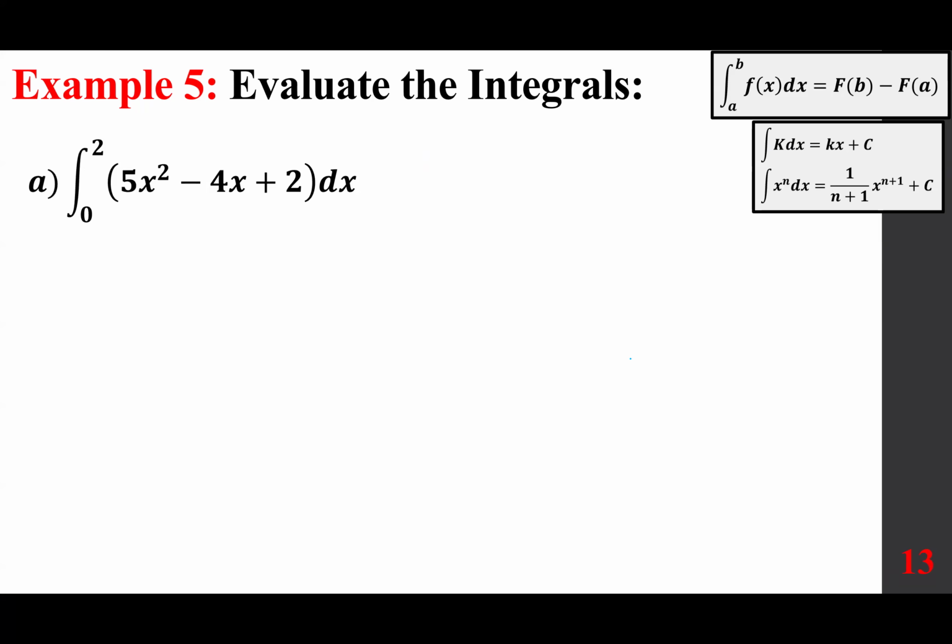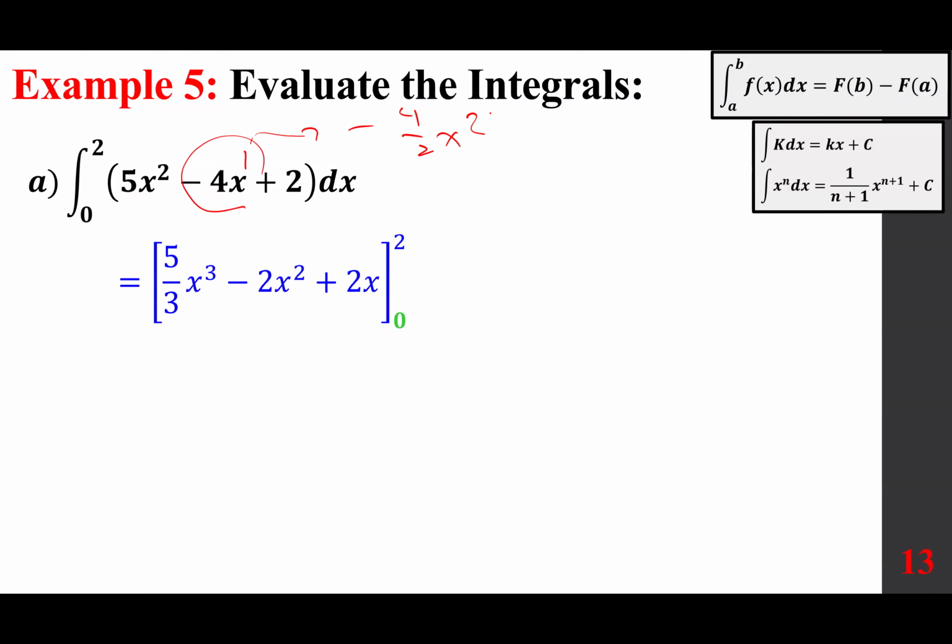We're going to evaluate the integral from 0 to 2. So we are going to go with basically the power rule. This is 5/3 x cubed minus 4 halves because this is the exponent 1, right? So this is minus 4 halves x squared plus 2x. And of course, minus 4 halves is minus 2x squared. We're going to plug in 2. We're going to plug in 0.